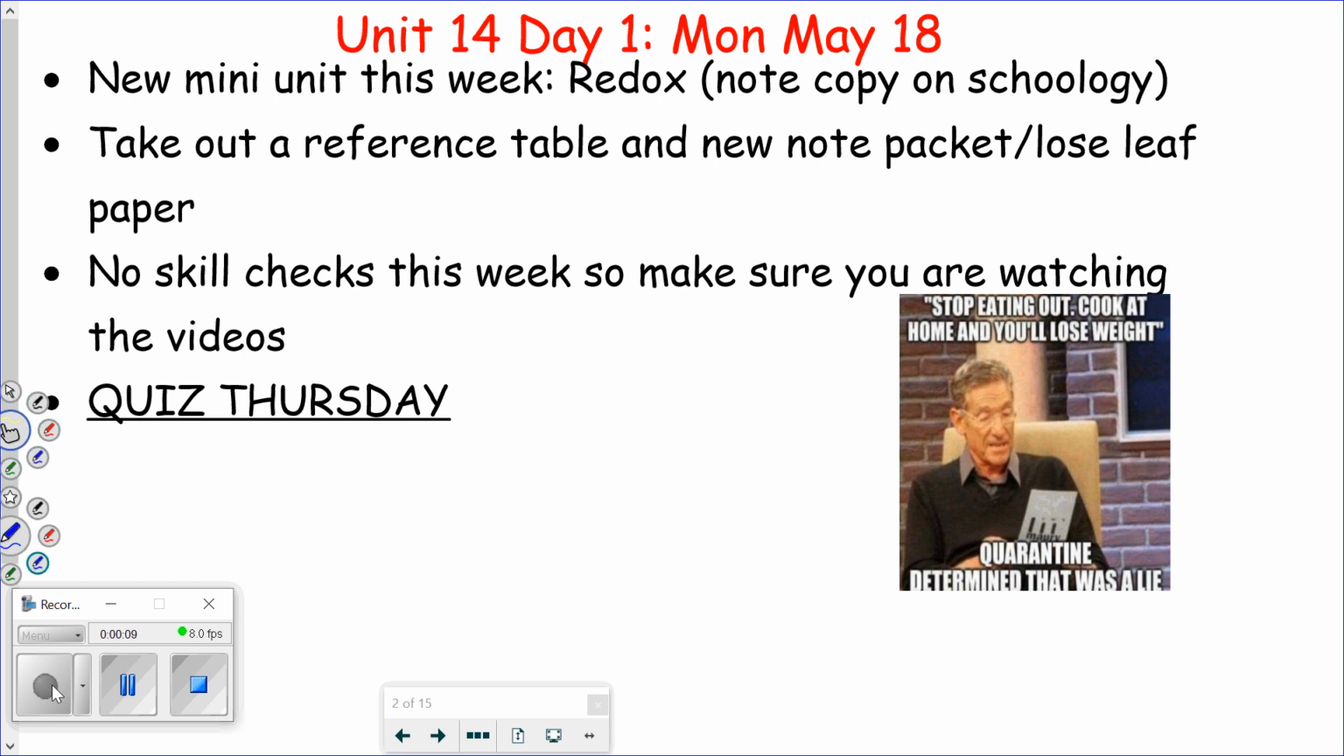Just as a heads up, we're going to do a mini unit this week. It's called redox. Usually this unit is done as a complete unit over 2 weeks. We're actually going to just do part of the unit over a 4-day period. So today, tomorrow, Wednesday, you'll have some notes. Thursday, you'll have a couple practice problems to do on loose leaf and then a quiz after.